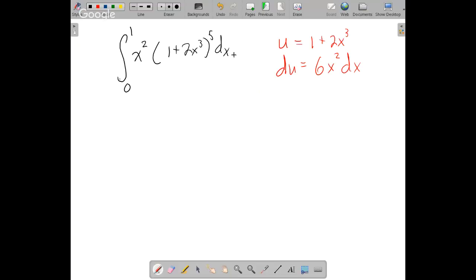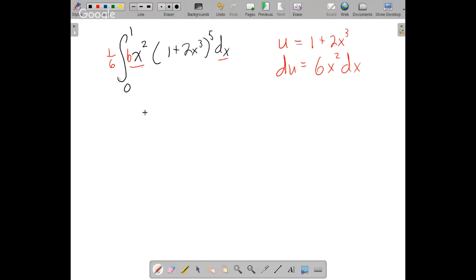Looking back here, I can see the dx and the x squared. The 6 is missing. So one possible option is to multiply in the 6 here, and then multiply by 1/6 there. So 1/6 of 6 is 1. I haven't really changed anything, but now I have what I need for my u substitution.